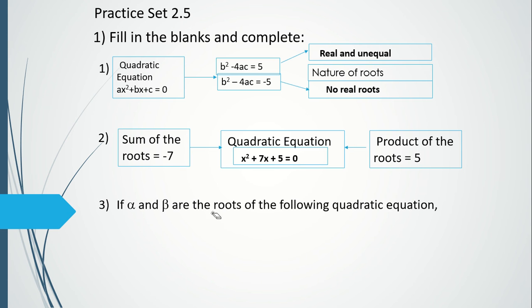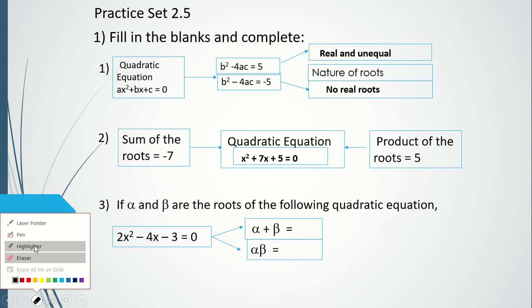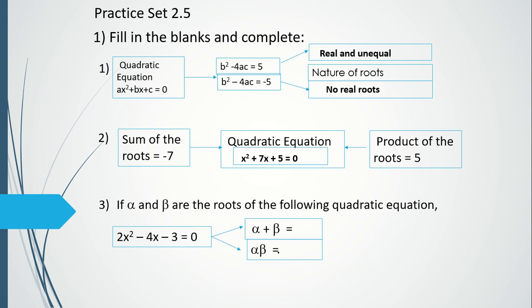If alpha and beta are the roots of the following quadratic equation, okay, now alpha and beta are the roots given. You are asked to find out alpha plus beta and alpha beta. Now for this also we have derived one formula. Alpha plus beta is minus b upon a. Relation between the coefficients and the roots. Minus b. Minus b is minus 4. So minus of minus, that is going to be 4 upon a is 2. 4 upon 2, so that's going to be 2. So here the answer is 2.